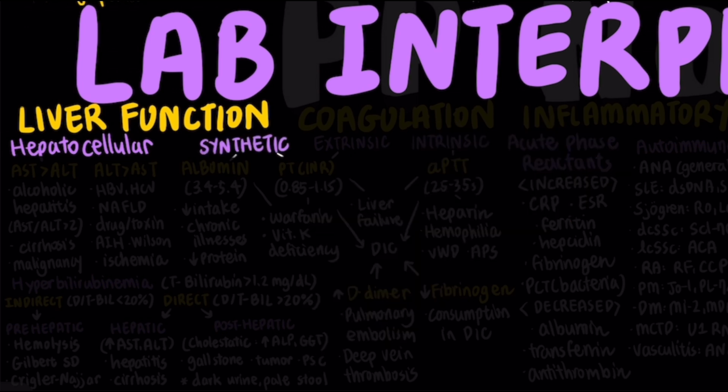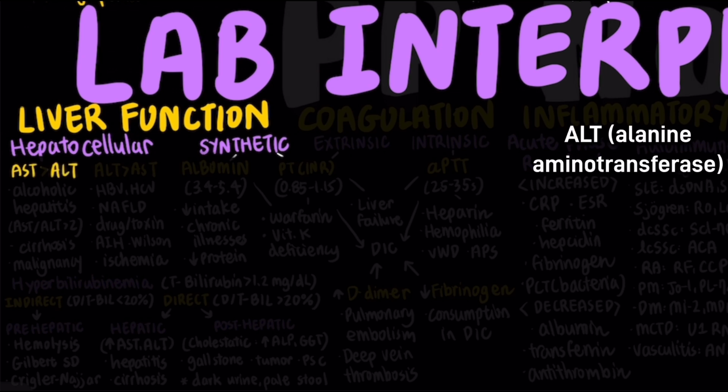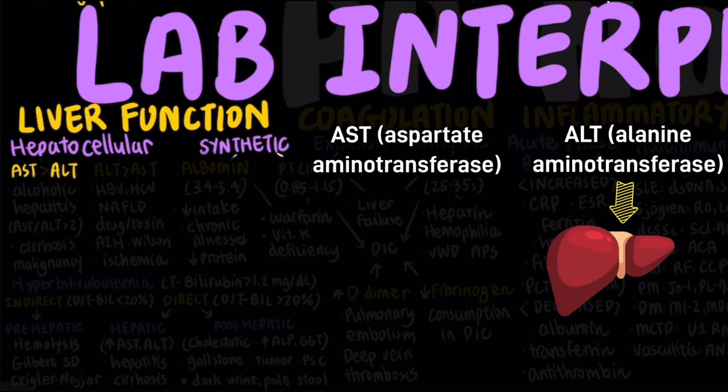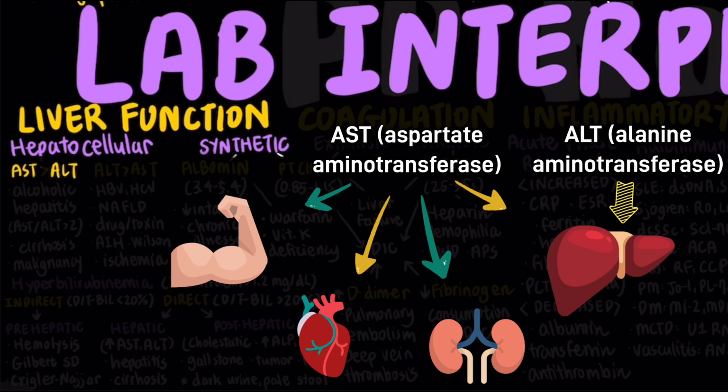AST and ALT are liver enzymes that are released when liver cells are damaged. ALT, which stands for alanine aminotransferase, is more specific to the liver, while AST, or aspartate aminotransferase, is also found in the muscle, heart, and kidney.